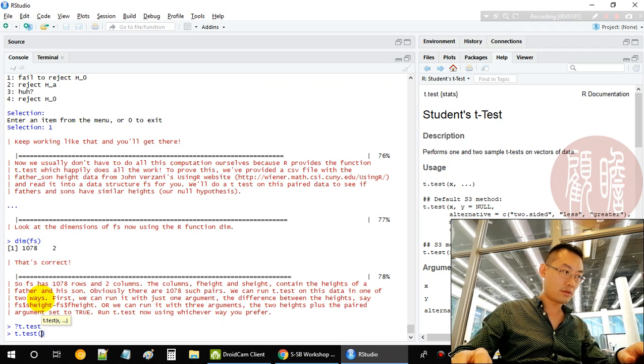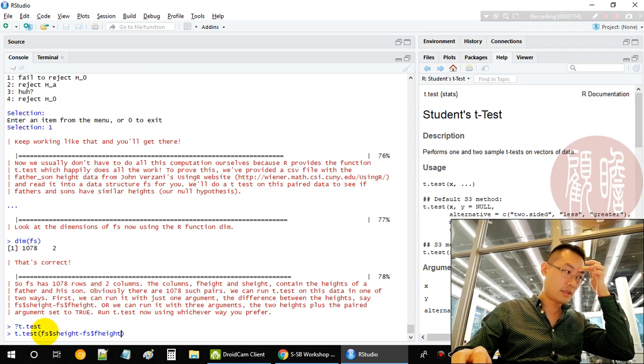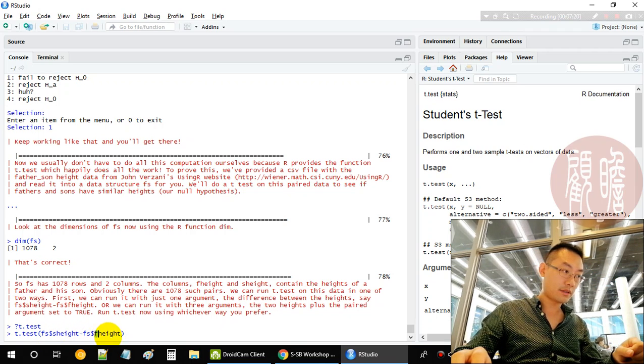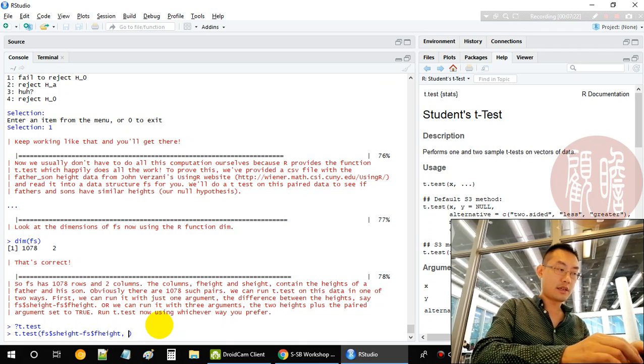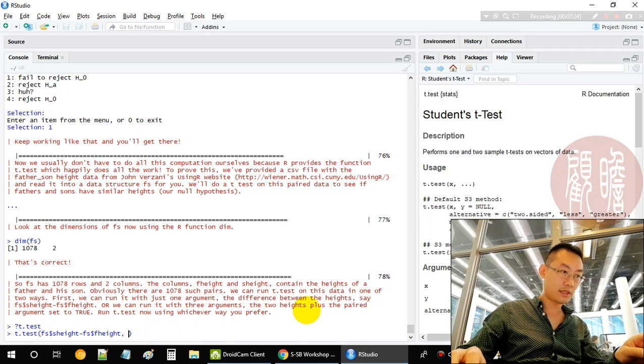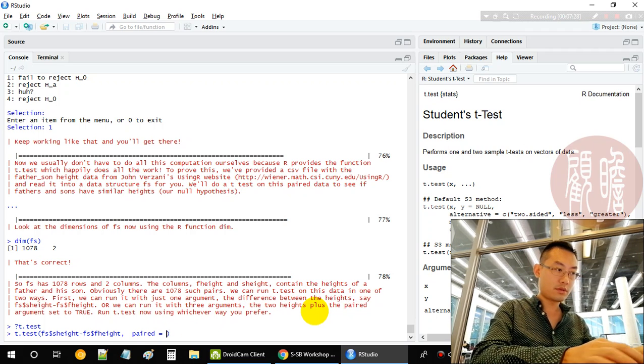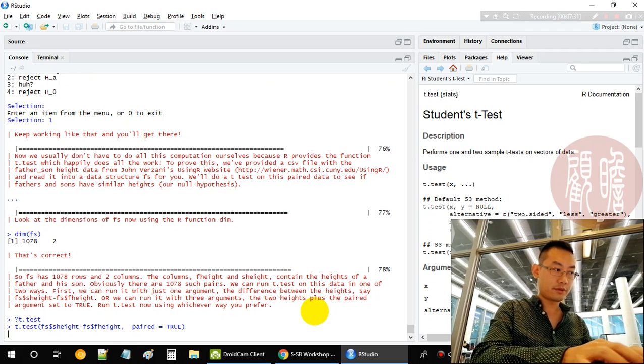In one of the two ways, first we run it with just one argument, the difference between the heights, say. This is the son's height minus the father's height. And this is a paired test. So we set the paired argument equal to true.